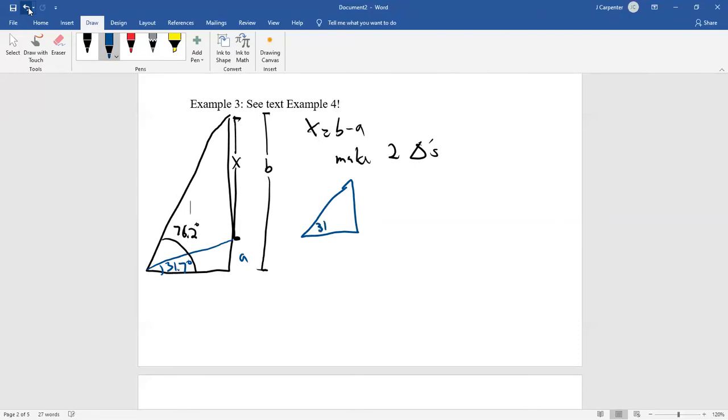Where this is 31.7 degrees. I also forgot to write the 100 feet on the bottom. That was the horizontal distance, so this is still 100. And then this would be A.